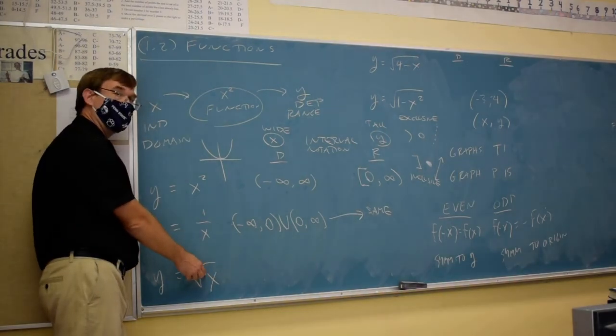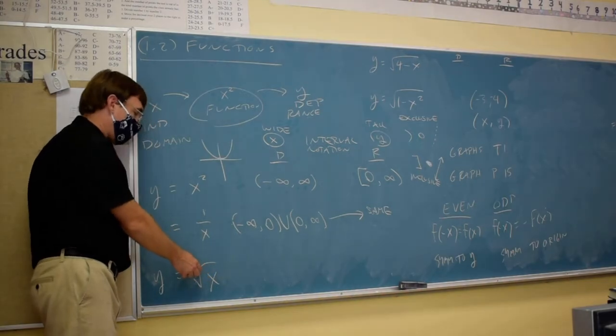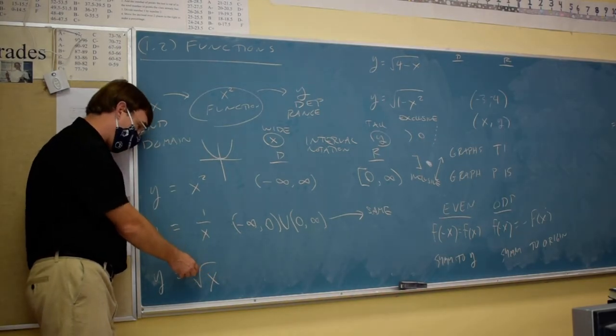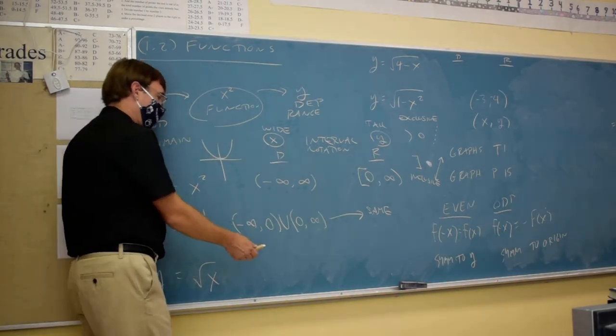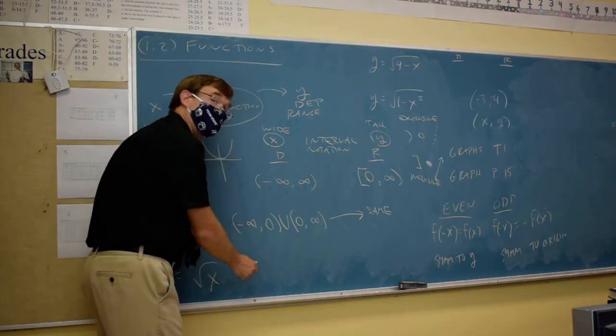Let's not discriminate though and consider 0, whether that'll work or not. Can you square root 0? Yeah, and you'll get out 0. So you can put in 0, you can put in positives. How would that look?